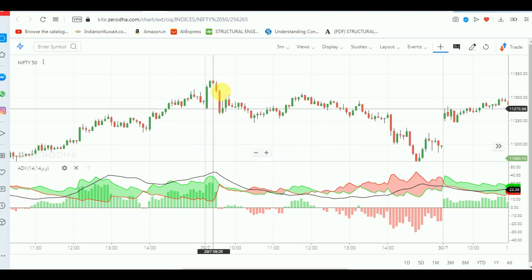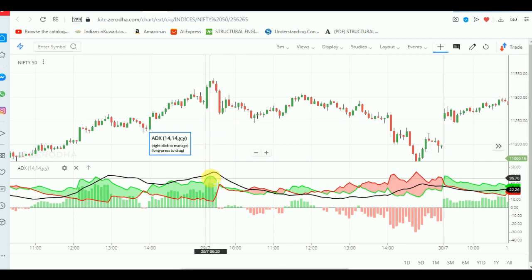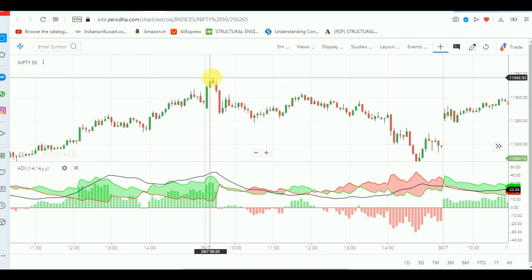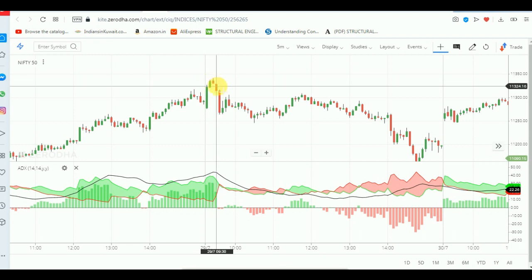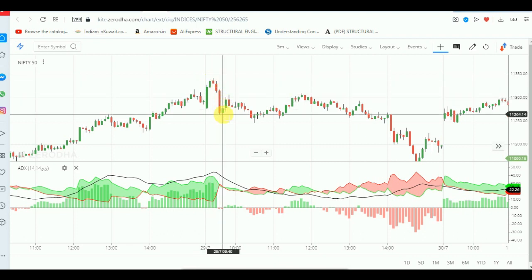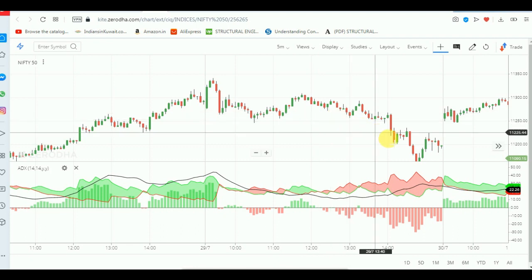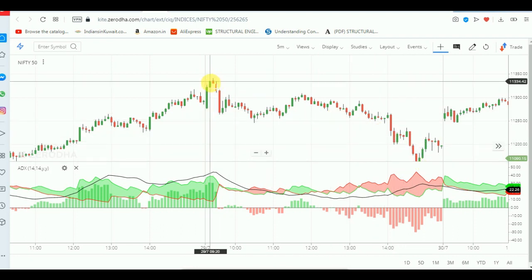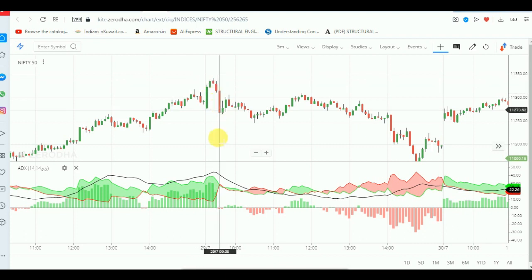If we enter here by seeing this particular indication, then we may lose the money, right? Because suddenly it had taken a reverse direction and it had started gradually falling. So if some trader enters here, then surely he would have lost the money in this particular trade.